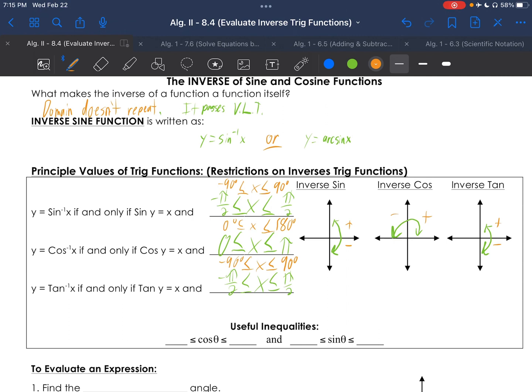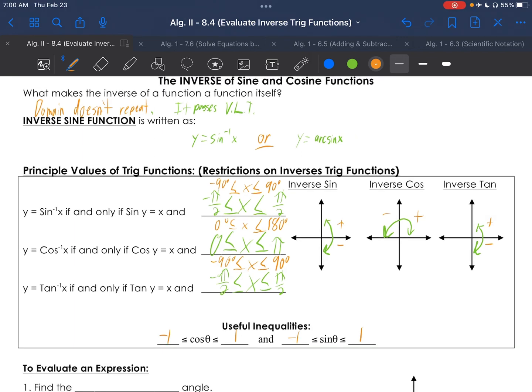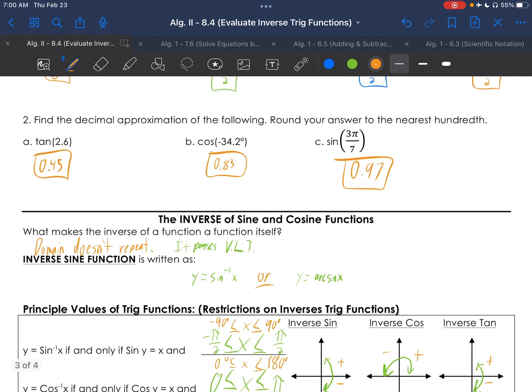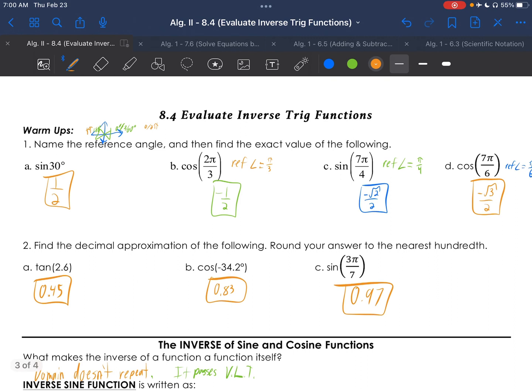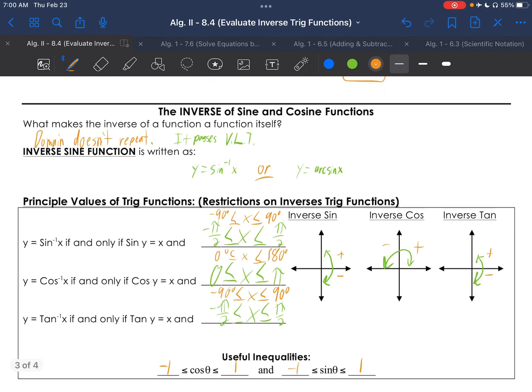Now some useful inequalities are that cosine of theta must be between negative 1 and 1, including negative 1 and 1. It could be those values. And sine of theta must also be between negative 1 and 1. Now we're going to practice evaluating an expression. So finding out, kind of like above here, what sine of 30 degrees, cosine of 2 pi over 3, stuff like that. And we're going to use inverse sine, inverse cosine, and inverse tangent in that as well.